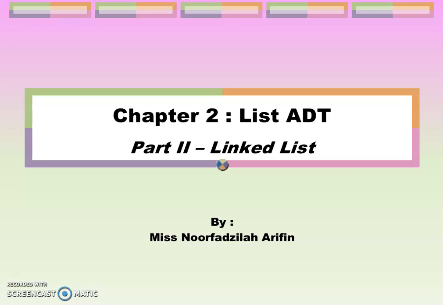Okay, so today we are going to move to the next chapter. We're still in chapter 2, but the second part of chapter 2, which is the other types of list abstract data type or the other types of data structure. Since we know that the first type of list that we have learned is array list, we have the second type of list, which is a linked list.